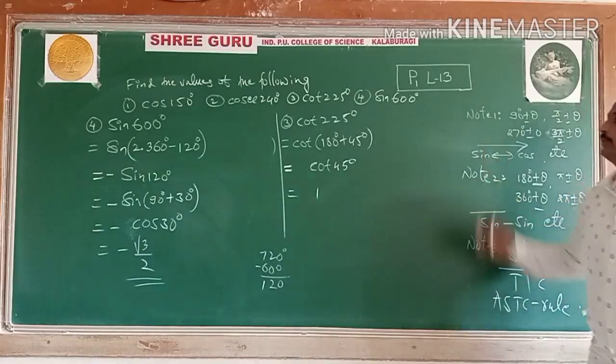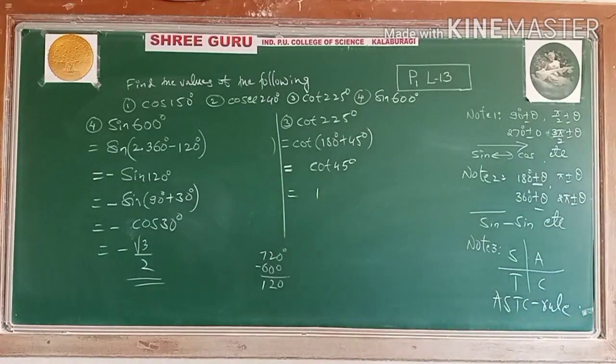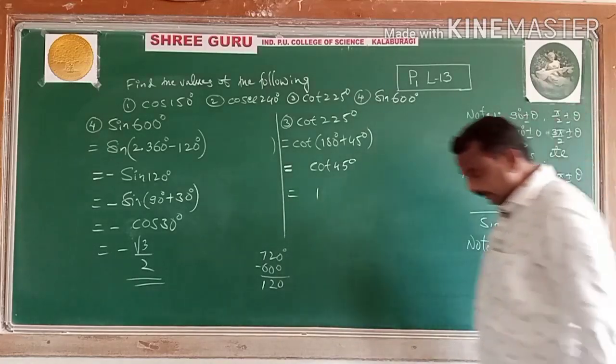So this is the fourth example. Sine of 600 degree here. Similar type examples. Let us calculate, students. Let us see next.